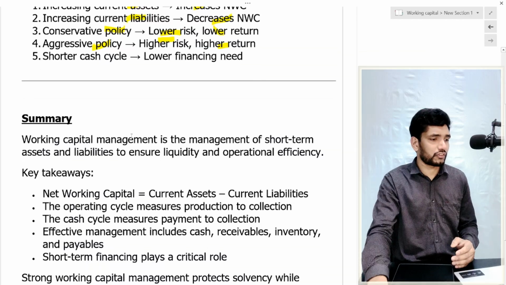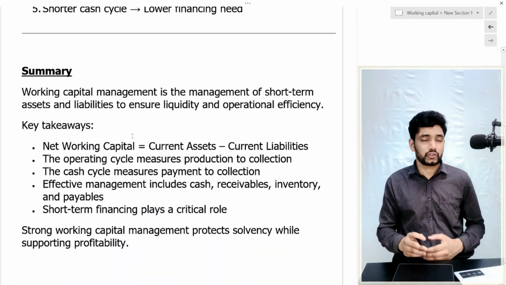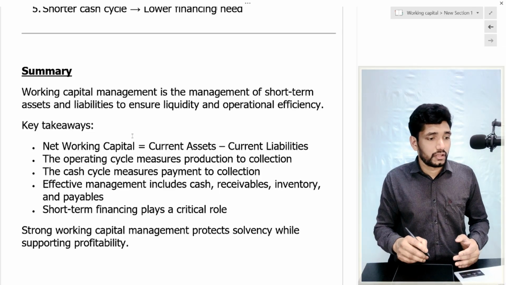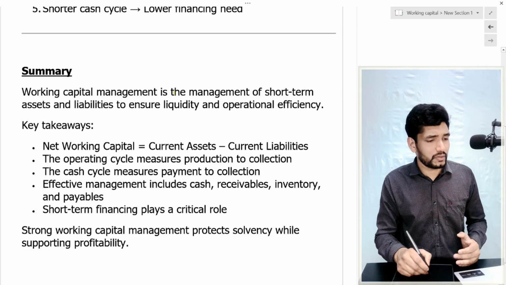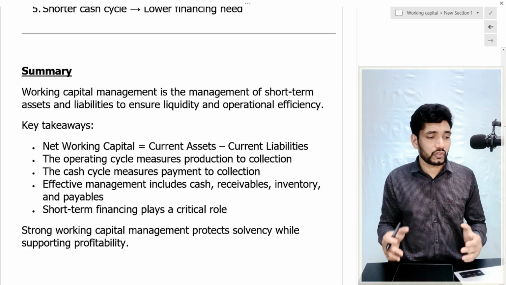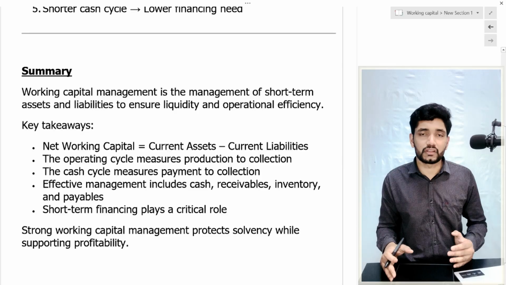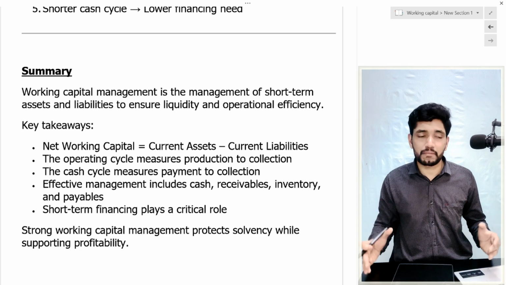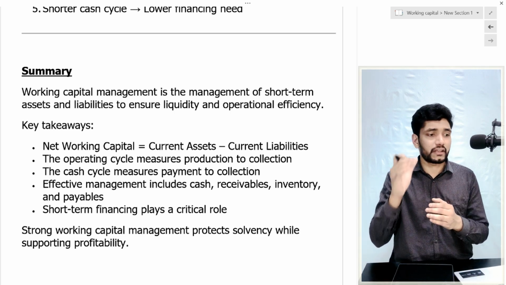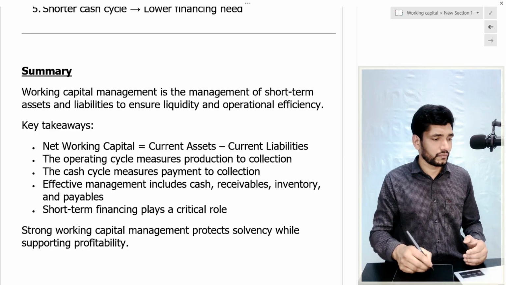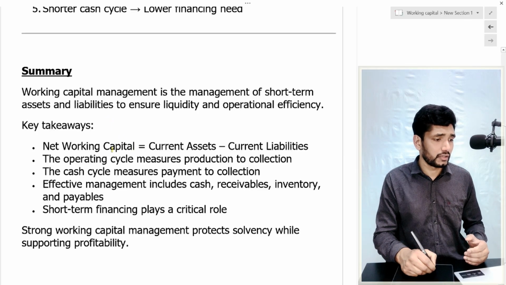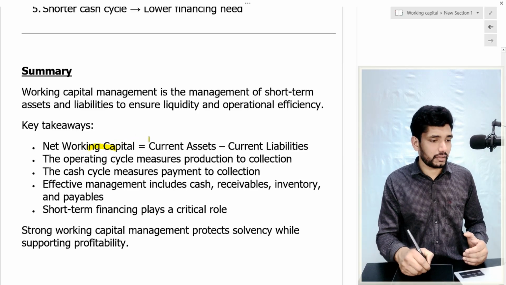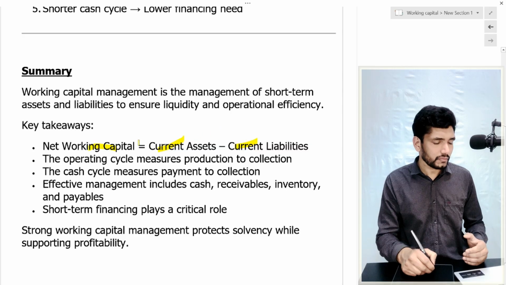So let's move into the summary of what we discussed today. First thing we discussed is working capital management. Working capital management is the management of short-term assets and liabilities to ensure liquidity and operational efficiency. So it is a process of managing short-term assets and short-term liabilities to ensure the liquidity and the operational efficiency. The key points: first, the formula for net working capital, that is current assets minus current liabilities.